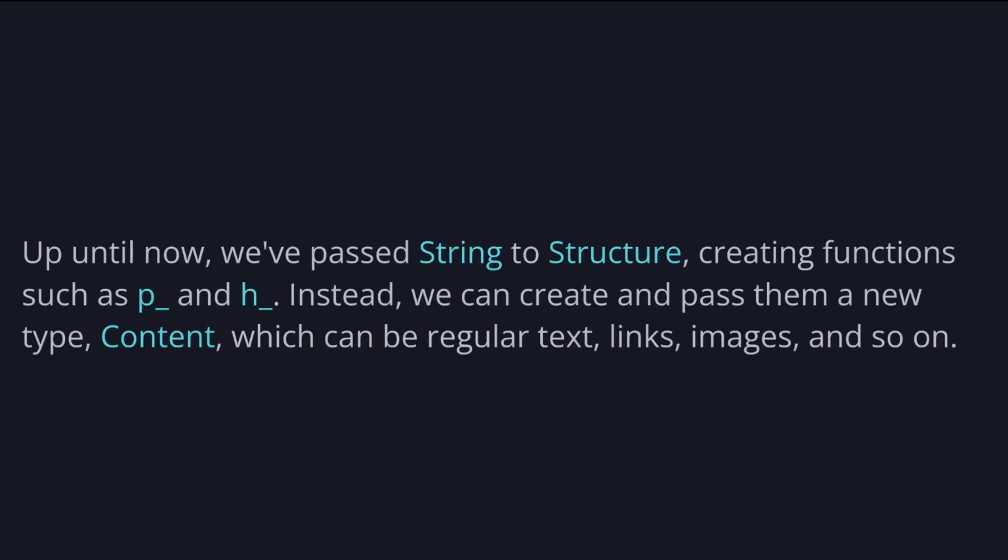Up until now, we've passed strings to structure, creating functions such as paragraph and headers. Instead, we can create and pass them a new type, content, which can be regular text, links, images, and so on. So let's implement what we've just discussed. We can follow the compiler errors and refactor what needs to be refactored.